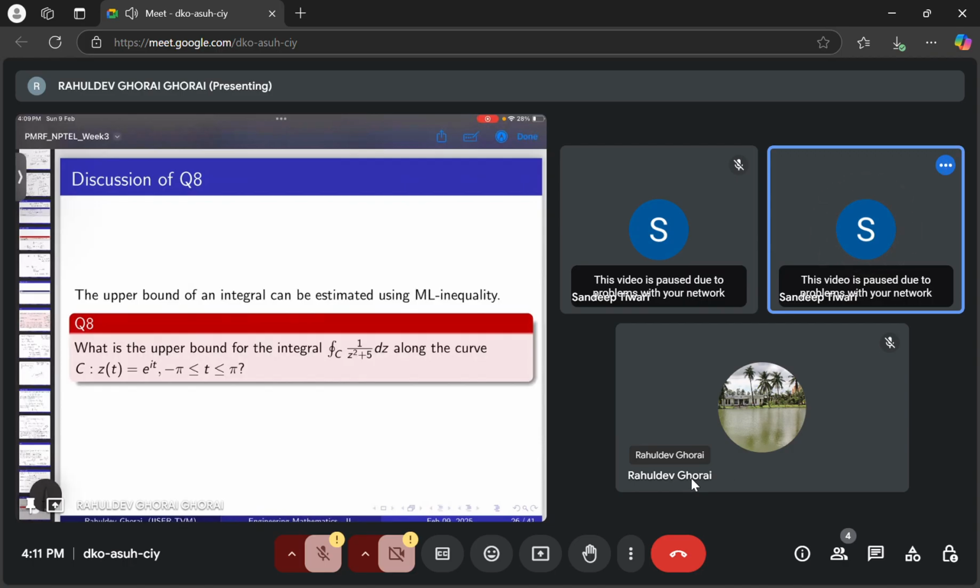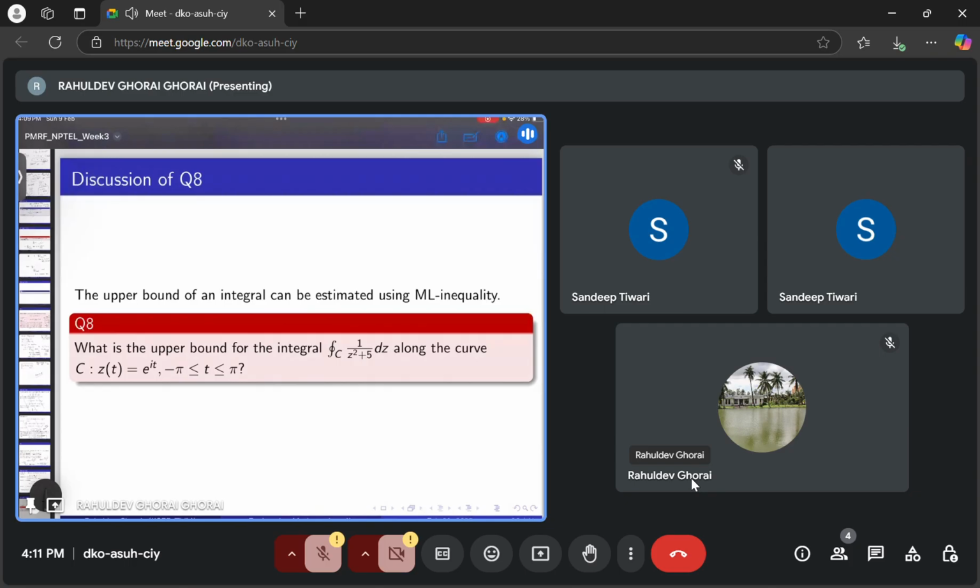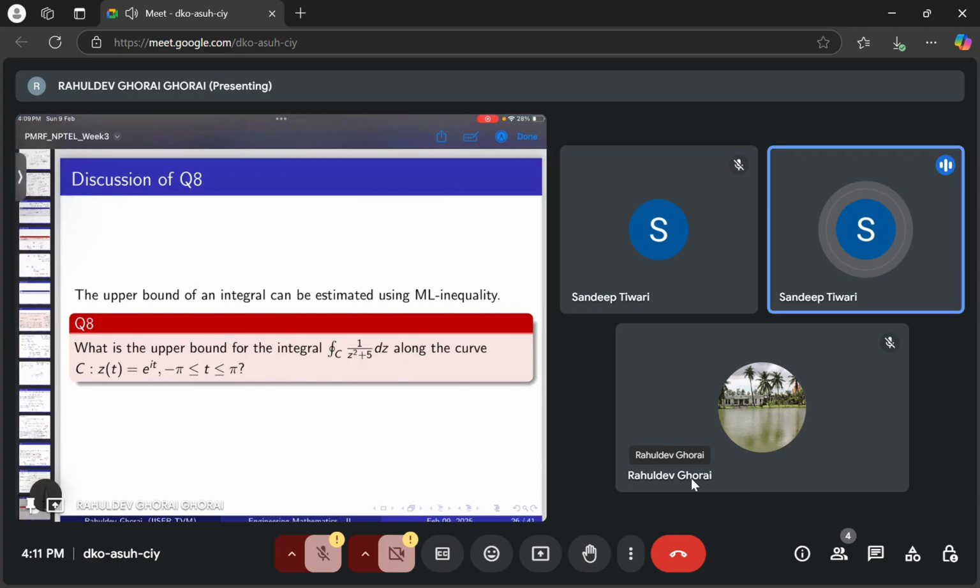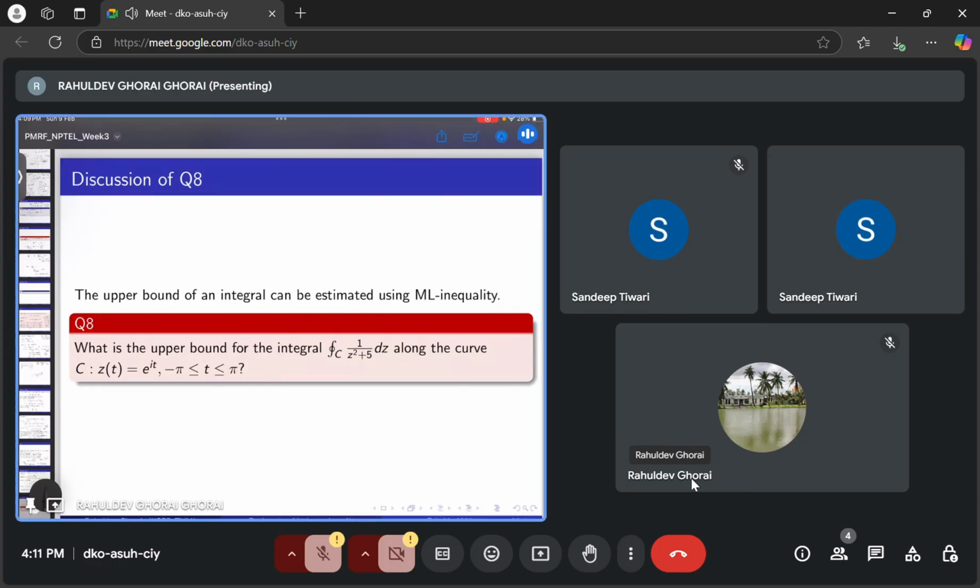5/2. Okay, we'll check. We have to check whether it is pi by 2. We'll see it. How did you get that? The length of the curve is 2 pi. Yeah, the length will be 2 pi. That is true.